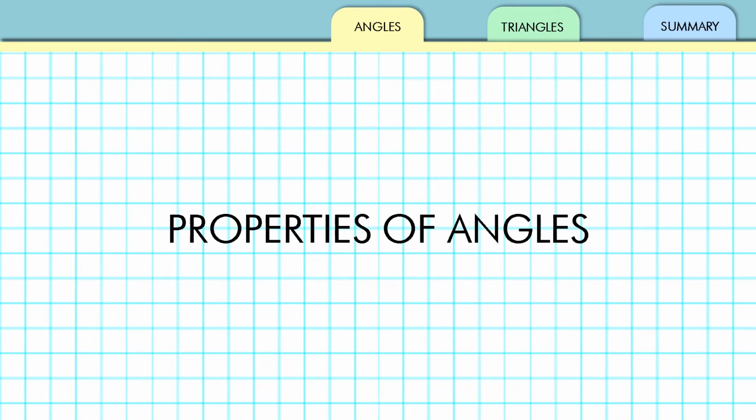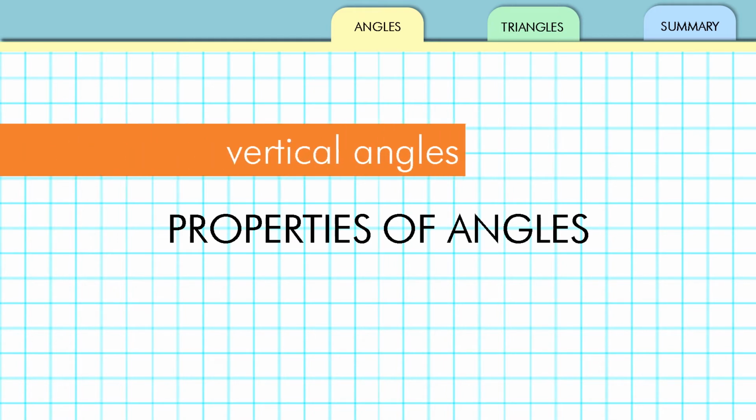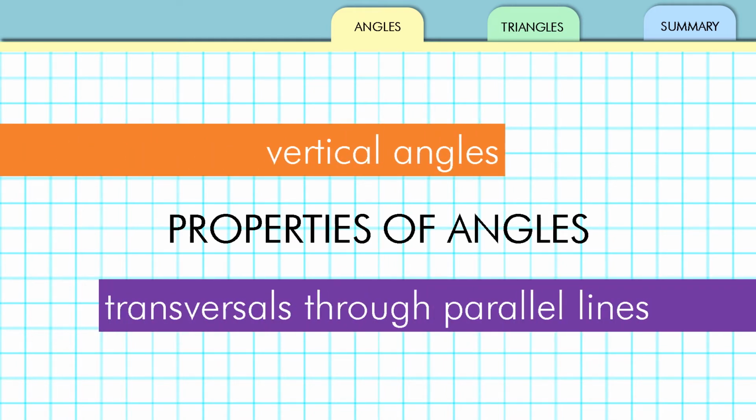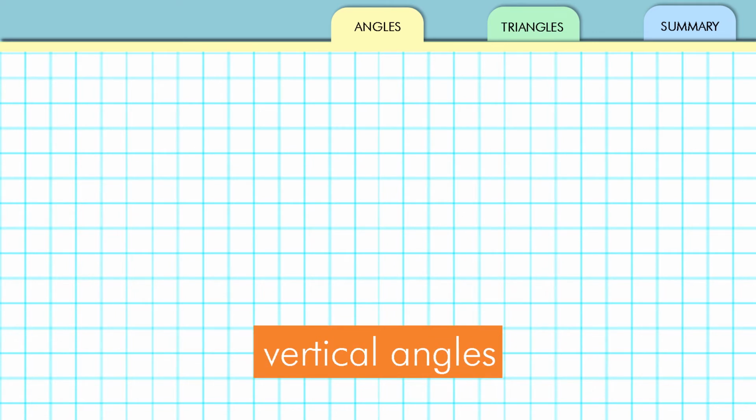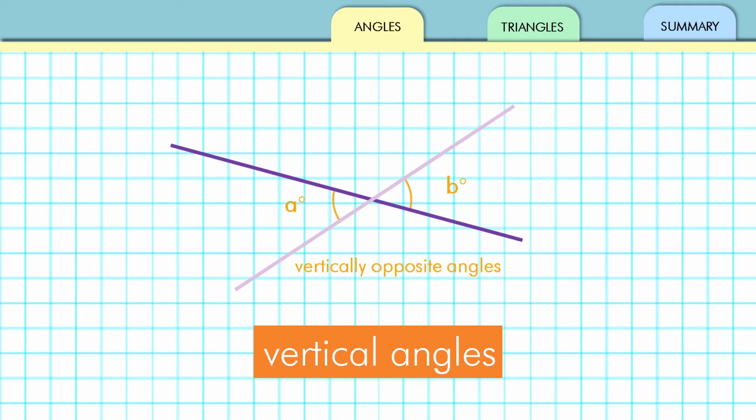Next are the properties of angles, which are the vertical angles and the angles formed by transversals through parallel lines. Remember that an angle is a figure in which two rays emerge from a common point. The first property of angle that we are going to discuss is the vertical angles. Vertical angles are formed when two lines intersect at a point, and by definition, vertical angles are congruent. That means they have the same measure.